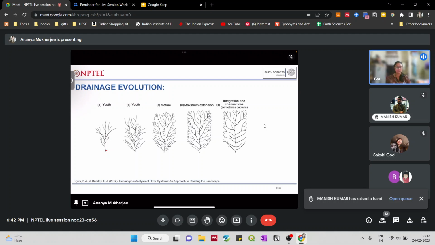Then you have the maximum extension. Maybe there is a boundary, say an uplifted or elevated area, beyond which the river cannot extend anymore. That is your maximum extension. It has reached your watershed or the drainage divide. When it has reached its maximum extension, it might not go beyond a certain area, but within the catchment area you will find some evolution.